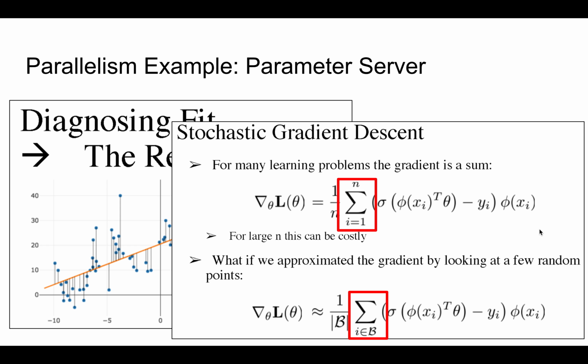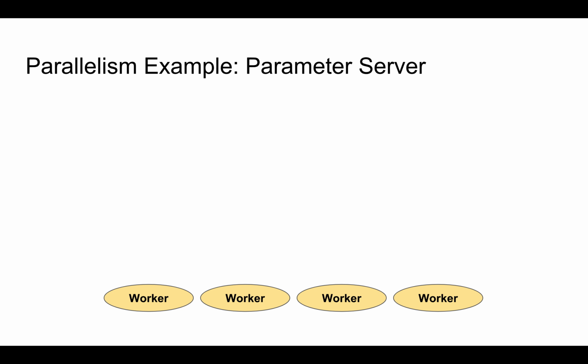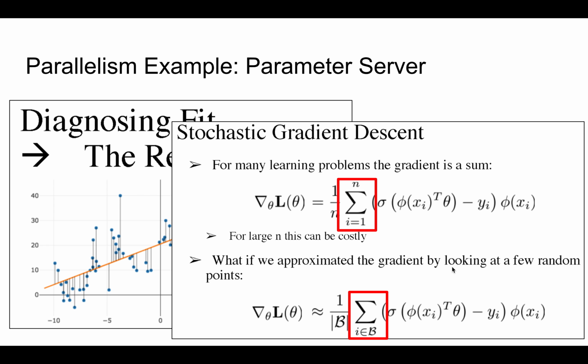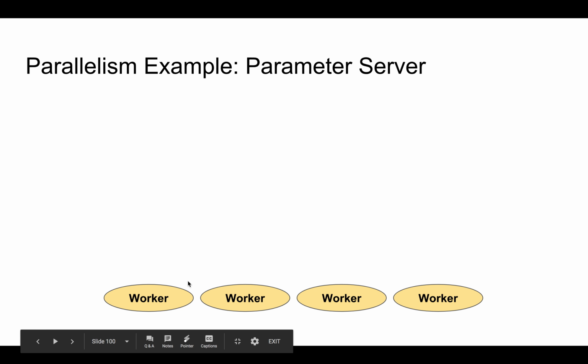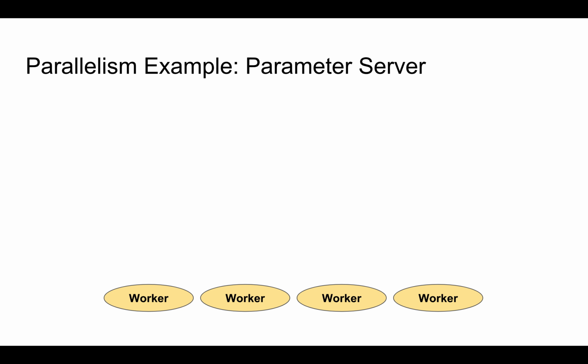There are many different ways of doing this, but a common pattern is called a parameter server. So how are we going to parallelize this summation, right? We want to compute a gradient over a batch of data. Well, we're going to do that by taking our batch of data and partitioning it up among several worker processes. Each of these workers is going to compute the gradient for their separate batch of data, and then we're going to add the gradients from all the workers together to get the sum.